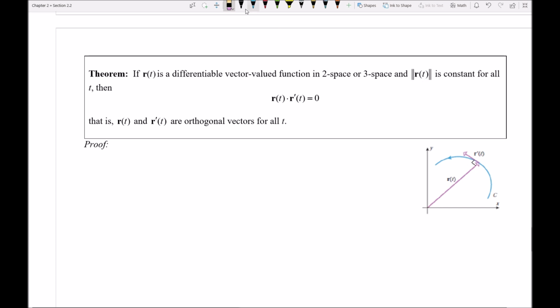Well, then we're going to say that my r of t and my r prime of t, if I dot product them together, I should get 0. What that really means, you might recall, is that if two vectors have a dot product that's 0, they must be orthogonal to each other. And you can see that happening right here in the picture, where I have an r of t and an r prime of t, and they're at a right angle. I can guarantee that that right angle is going to happen as long as I have a differentiable vector function and its norm happens to be constant.